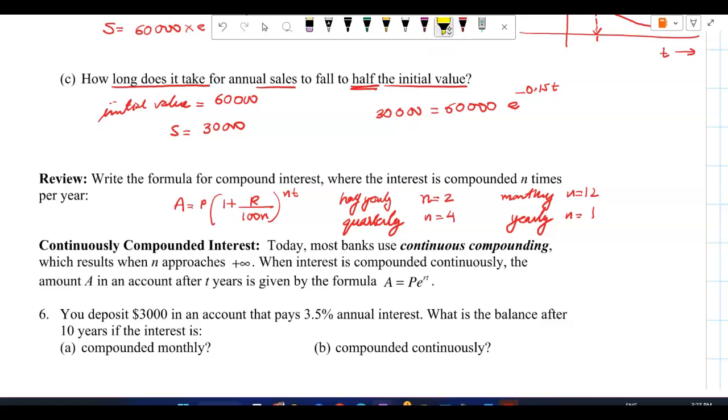Continuous compounding. Today most banks use continuous compounding, which results in n approaching infinity. Every second your money compounds. When the interest is compounded continuously, A in an account after T years, this is the formula given. A is equal to P times e raised to rt. This is for when it's continuously compounding.